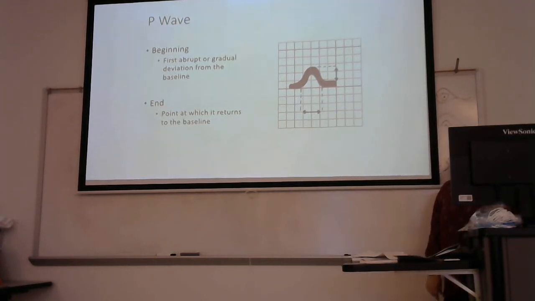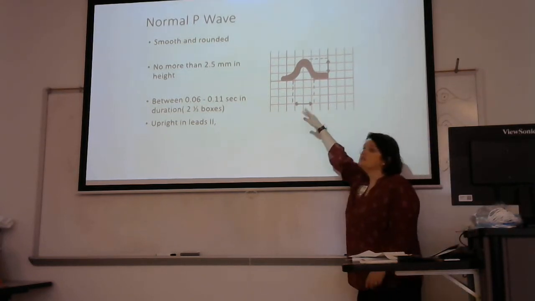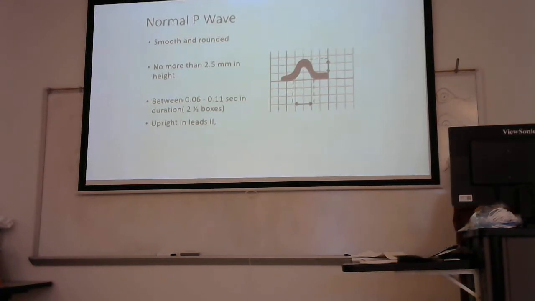So when you think about your P's, remember a normal P should be smooth and round. It should look like a little hilltop. It should kind of be equal on either side of it. It should look nice, smooth and round, okay? It should also be upright in lead 2, which, remember, is the lead I want y'all reading in, so it should be upright, okay?